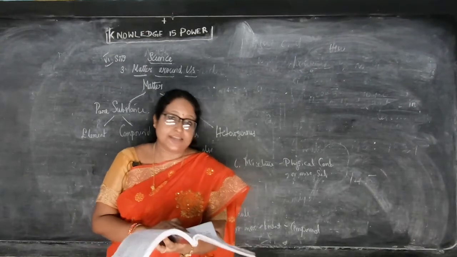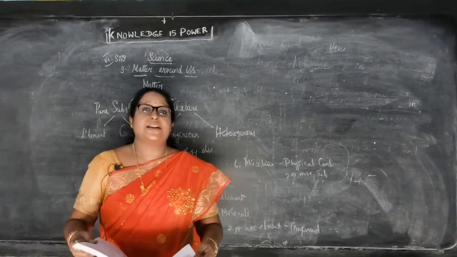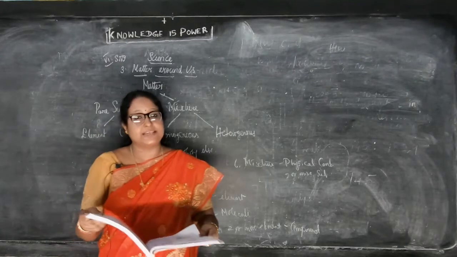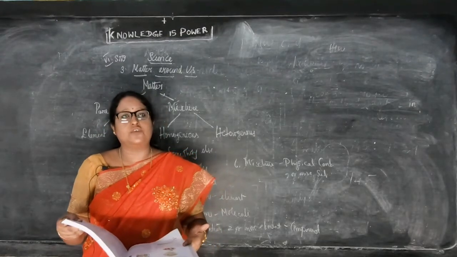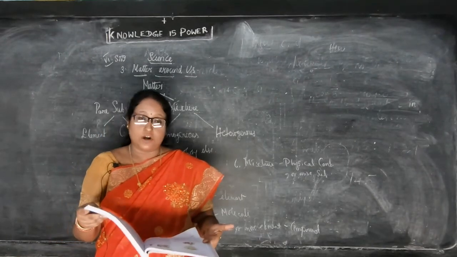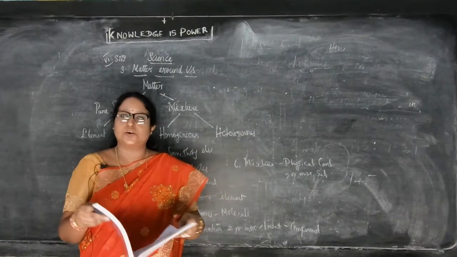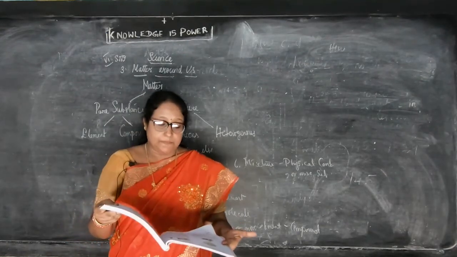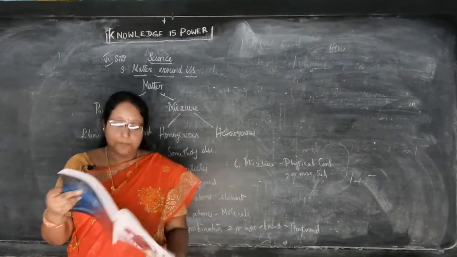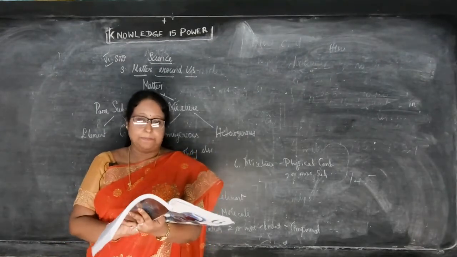Then air is a mixture because it contains oxygen, nitrogen, carbon dioxide, water vapor, noble gases and other gases. So air is a mixture of oxygen, nitrogen, carbon dioxide, water vapor and other gases. Let me see another example like milk. Milk is also a mixture. It contains water, protein, fat. Okay.